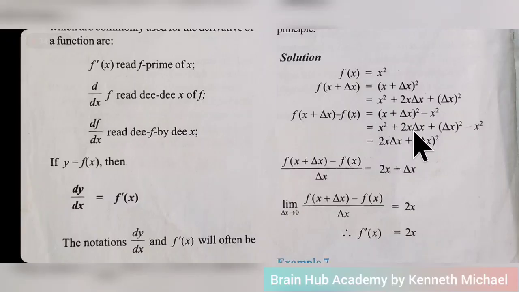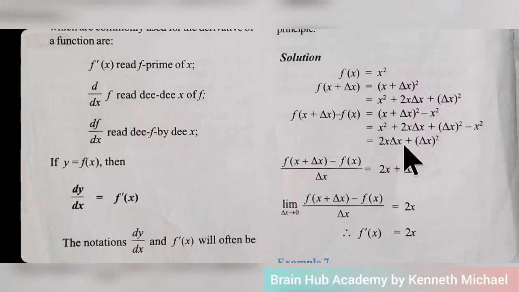This expansion, we have found it before, is what gave us this, and therefore minus this s squared, the s squared here will cancel, so you have 2s delta s plus delta s all squared. That's what you have, and all of them will be equal to f of (s plus delta s) minus f of s. That is what you have.